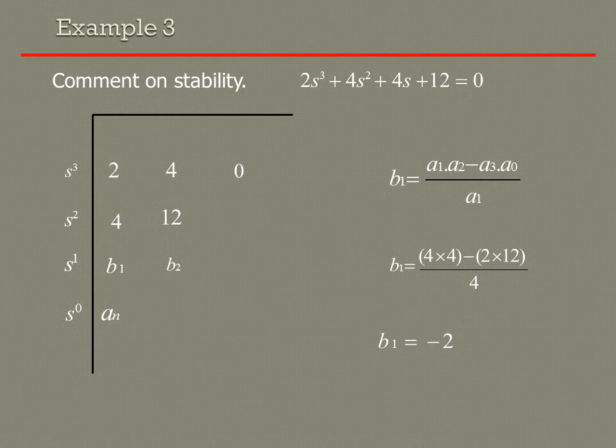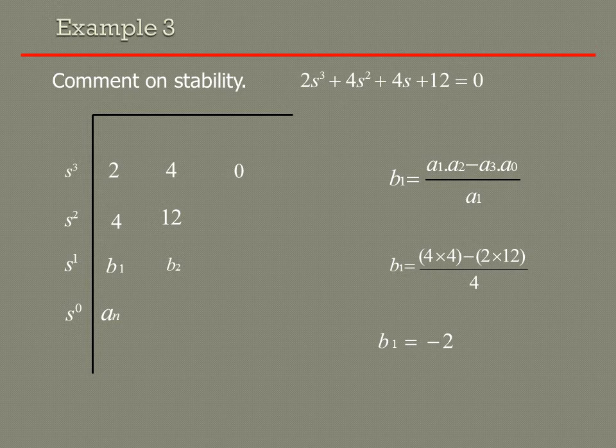Now write down the alternate coefficients. First coefficient of s cube is 2. Then skip the coefficient of s square and write down the coefficient of s, that is 4. Then in the next row, coefficient of s square is 4 and coefficient of s raised to 0 is 12.